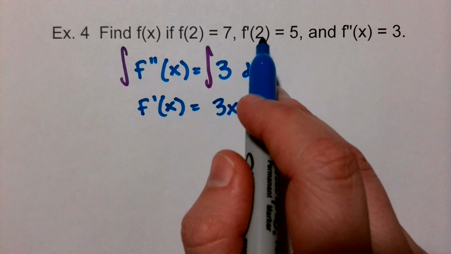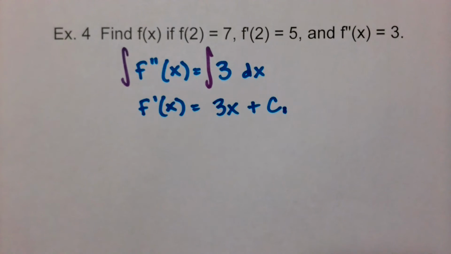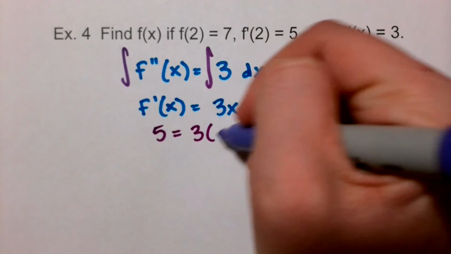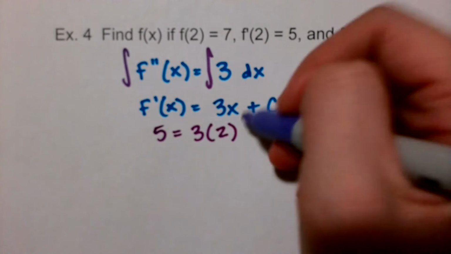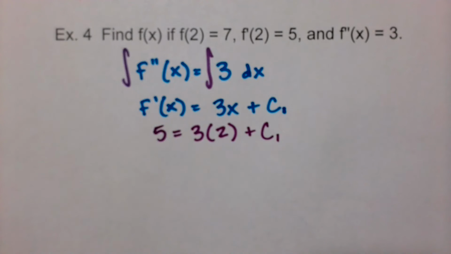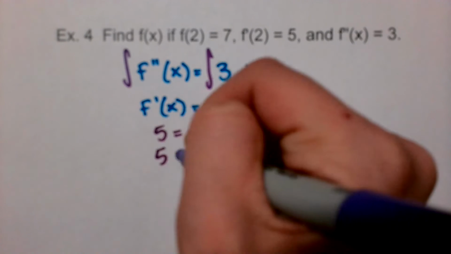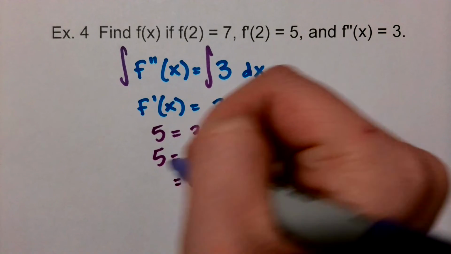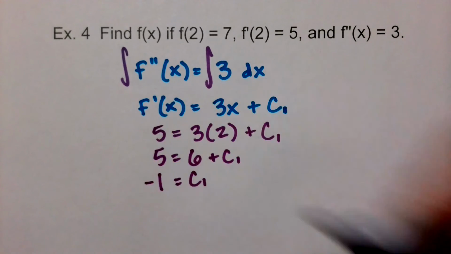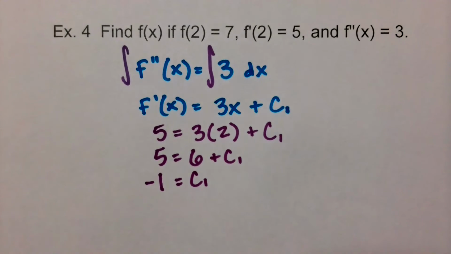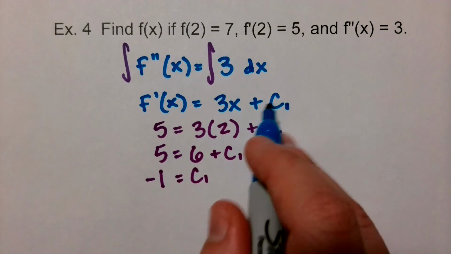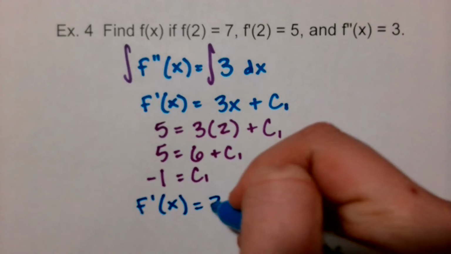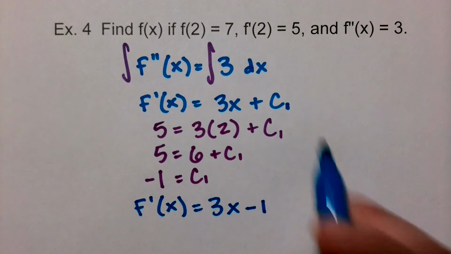And now we can plug in what we know for f prime. So I know that plugging in 2 for our x's in f prime gets us 5. And we can use that to solve for c sub 1, where c sub 1 equals -1. And then that tells me what exactly my f prime equals. So I have that 3x minus 1 for my c sub 1.